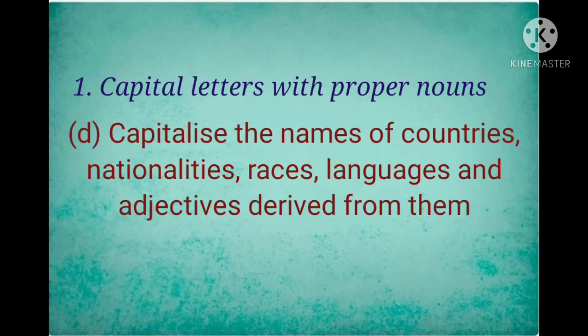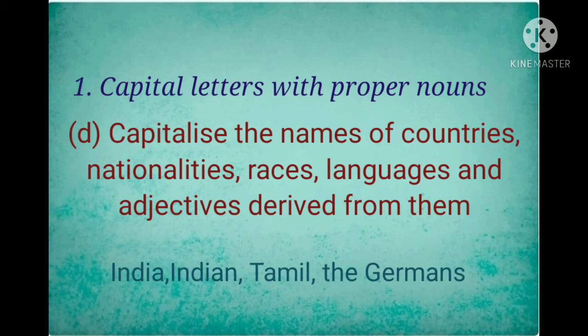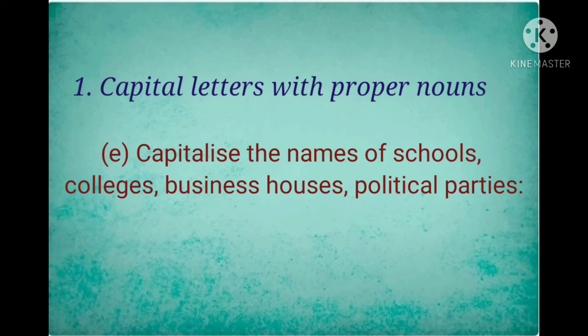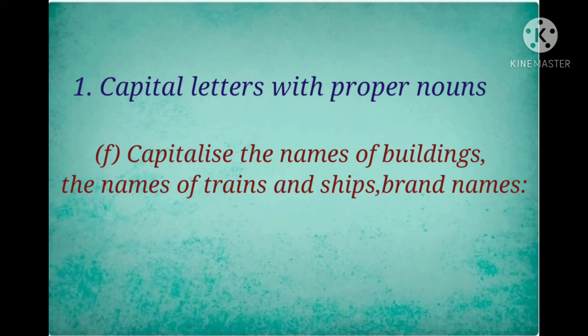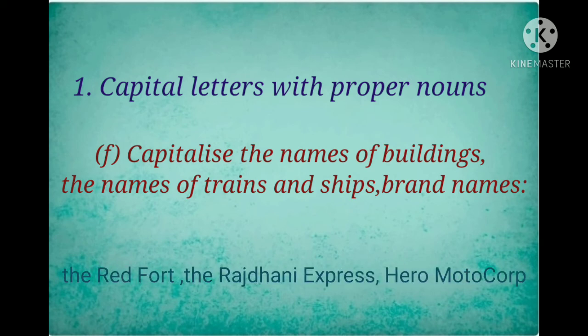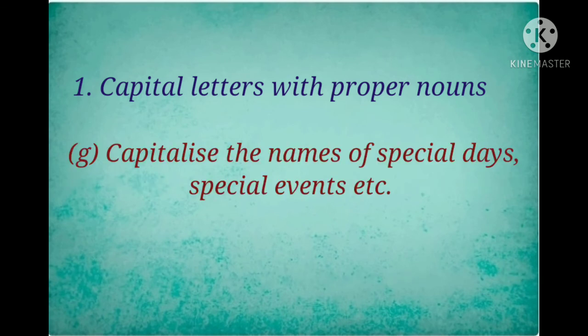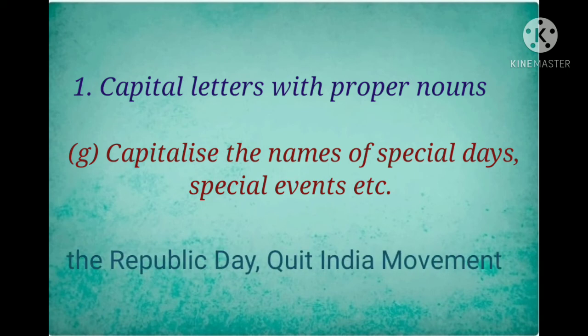The D part, we capitalize the names of countries, nationalities, races, languages, and adjectives derived from them. Example, India, Indian, Tamil, the Germans, etc. The E part, we capitalize the names of schools, colleges, business houses, political parties. Example, Little World School, Rajghat, Indian National Congress, etc. The F point, we capitalize the names of buildings, the names of trains and ships, brand names. Example, the Red Fort, the Rajdhani Express, Hero Motocorp. And lastly, the G point, we capitalize the names of special days, special events, etc. Example, the Republic Day, Quit India Movement, etc.